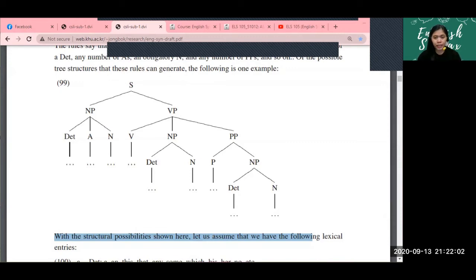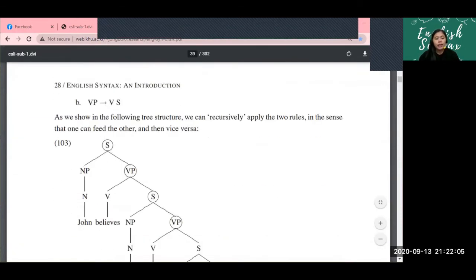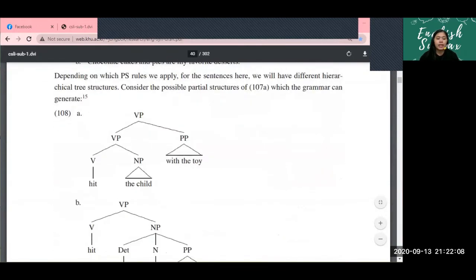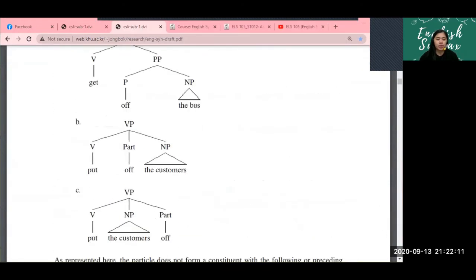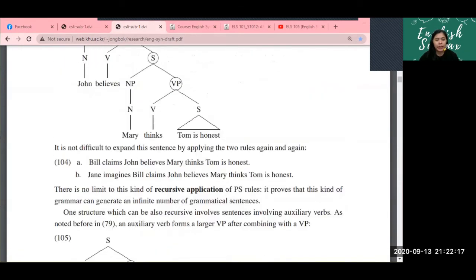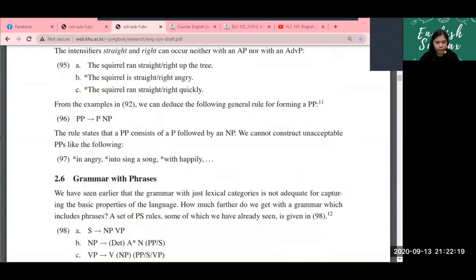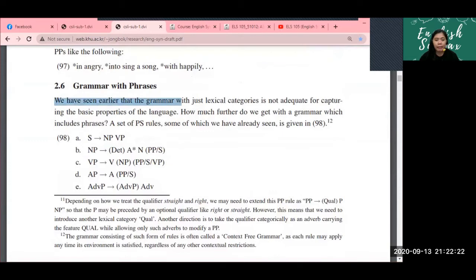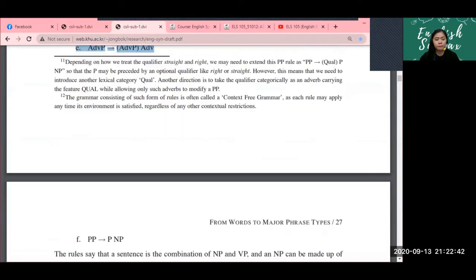Let's jump right into grammar with phrase structures. We have seen earlier that the grammar with lexical categories is not adequate for capturing the basic properties of the language. However, we do get there with a grammar which includes phrases, a set of PS rules or phrase structure rules, some of which have already been seen. These are the examples from the previous part of this chapter.